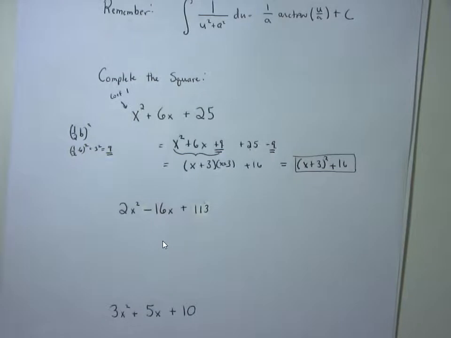But the one thing I did not put in the notes was what if the coefficient in front of the x squared is not 1?